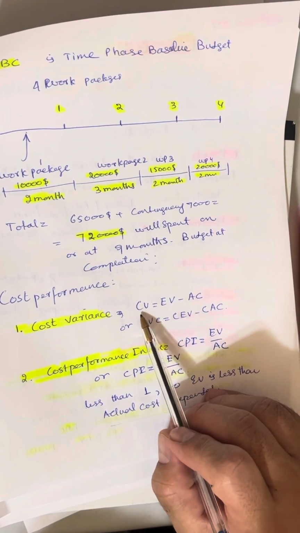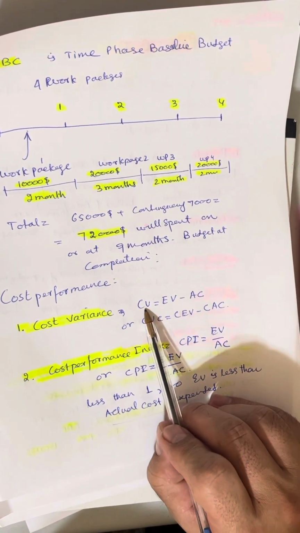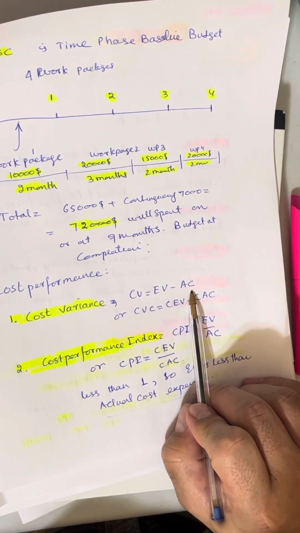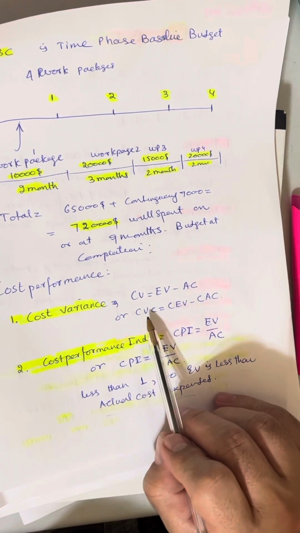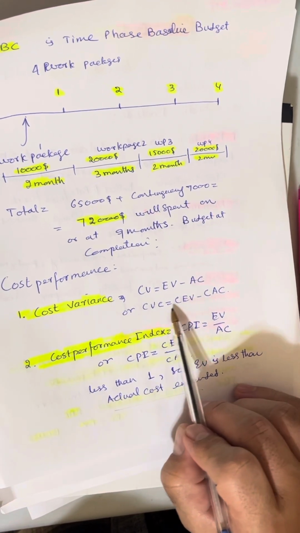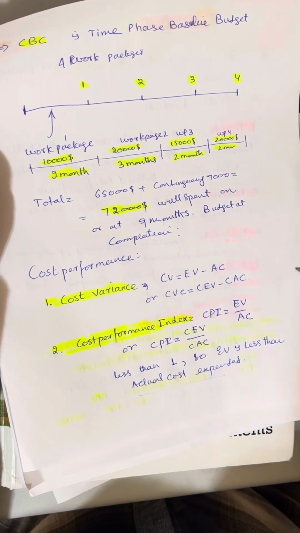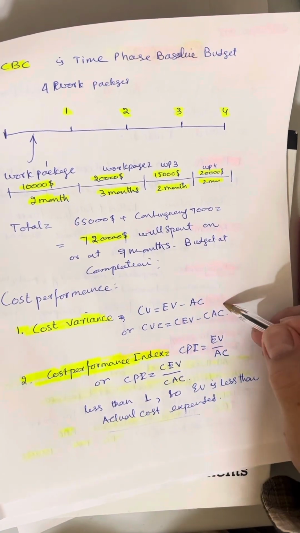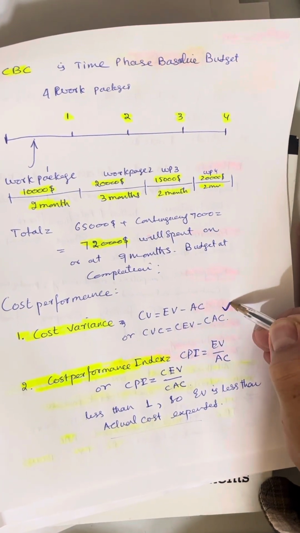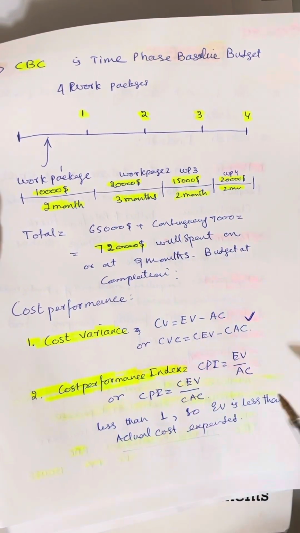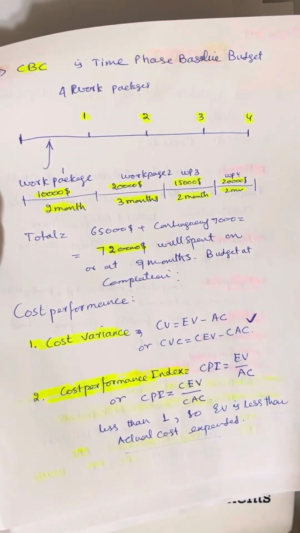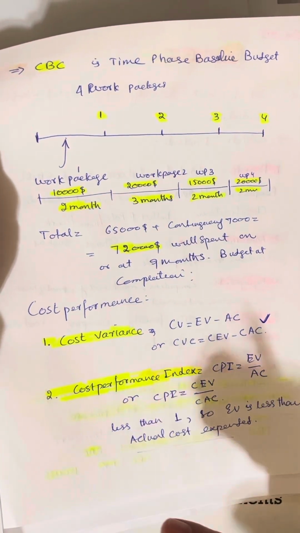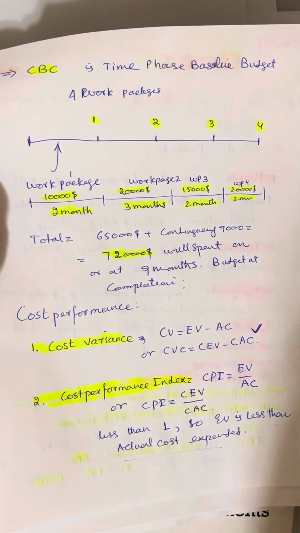Cumulative cost variance is equal to earned value minus actual cost, and our cumulative cost variance is equal to cumulative earned value minus actual cumulative cost. So we can do this after every month or every week to see how we are doing: whether we are spending more and getting less, or spending less and getting more earned value.